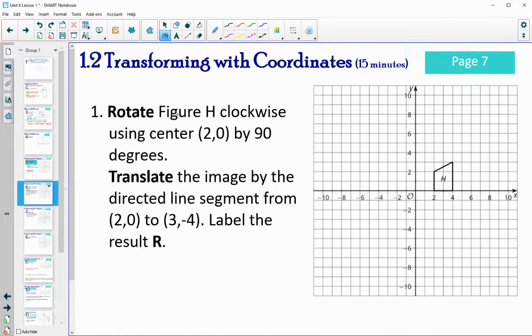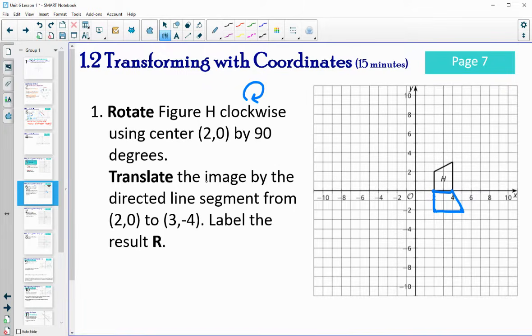All right, so number 1 asks you to do 2 transformations to figure H. The first one asks you to rotate it using 2, 2 as the center. So this point's going to stay the same. And then we want to be going clockwise. Remember clockwise is this way. So we're going to be moving each of these points 90 degrees clockwise. You could have used tracing paper or some other strategy there. That would be rotating H 90 degrees clockwise.